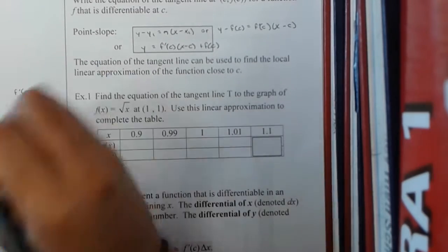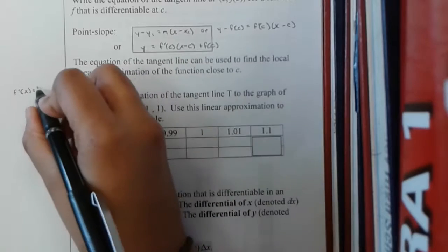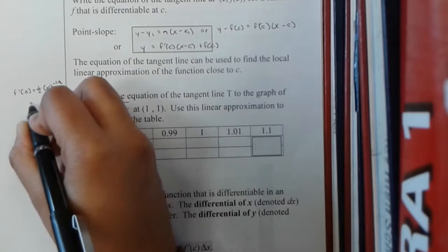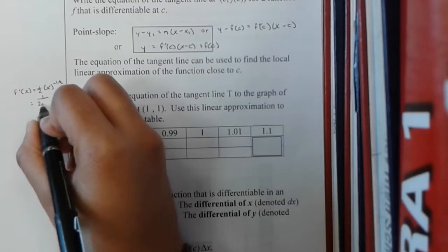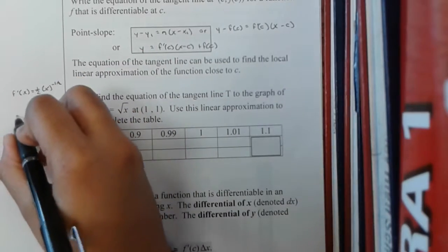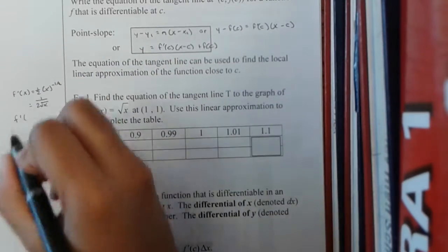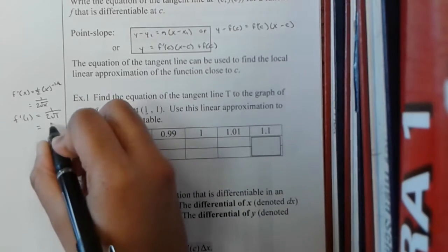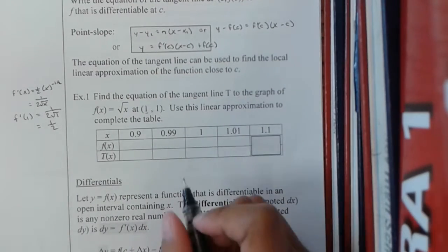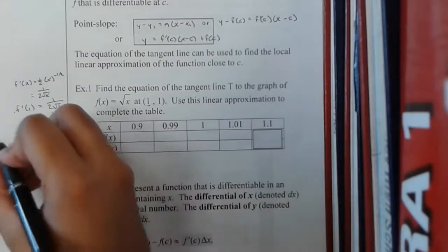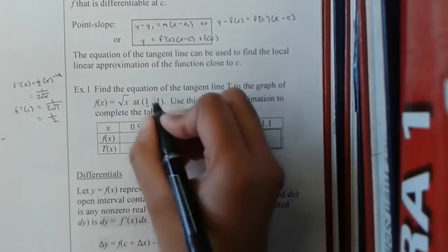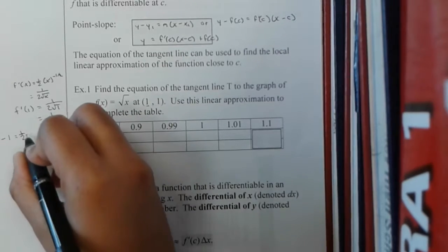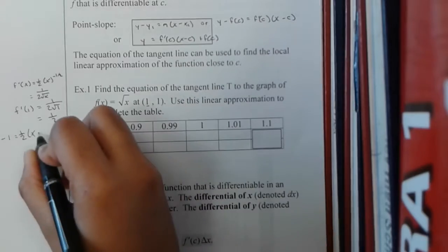So f prime of x equals 1/2 times x to the negative 1/2. So it's 1 over 2 root x. And after that you just plug in your x point, which is 1. So 1 over 2 root 1, and that just equals 1/2. So your tangent line is y minus 1 equals the slope 1/2 times x minus 1.